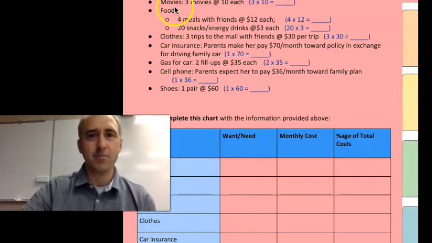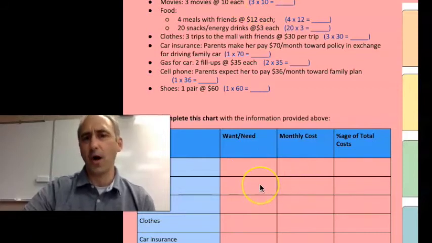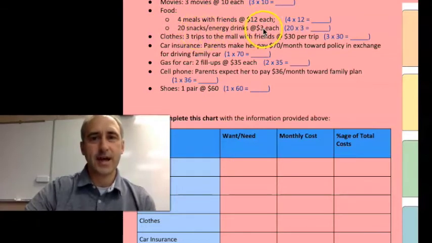The next one, movies. She goes to 3 movies at about $10 a piece. So you take 3 times 10 and you're going to put your answer here under movies. And is going to a movie for you a want or a need? The next one, she buys food. 4 meals with friends at $12 each. 20 snacks at $3 each. You're going to put that total between those two here.